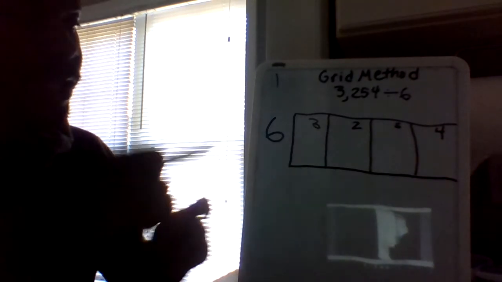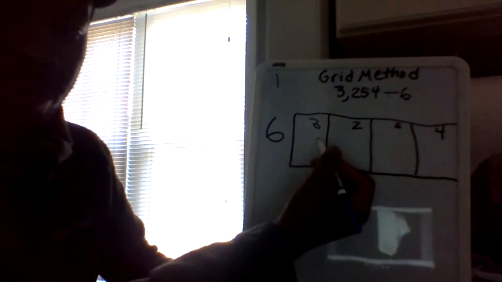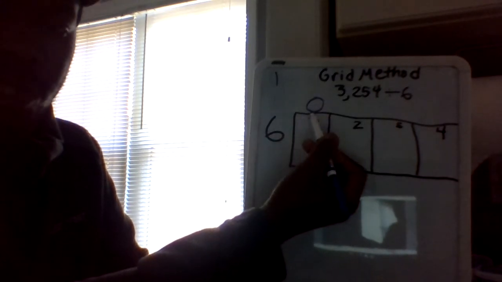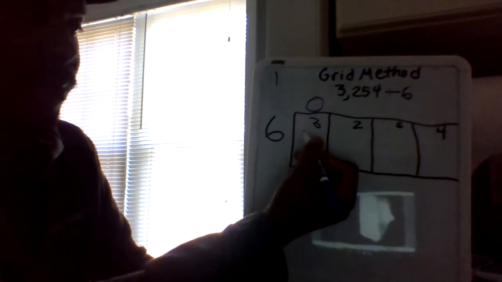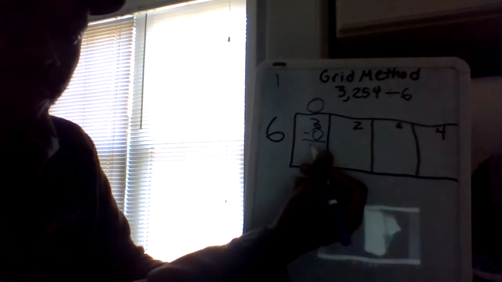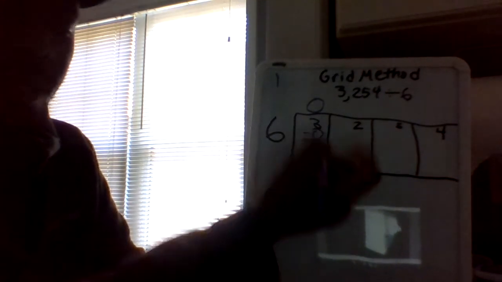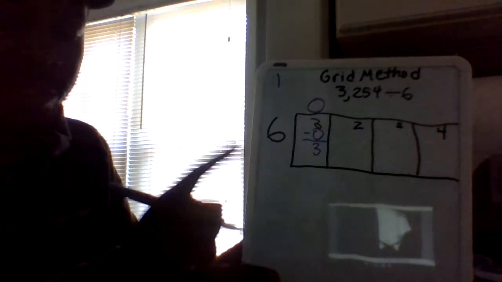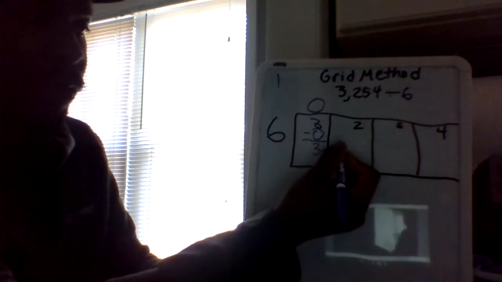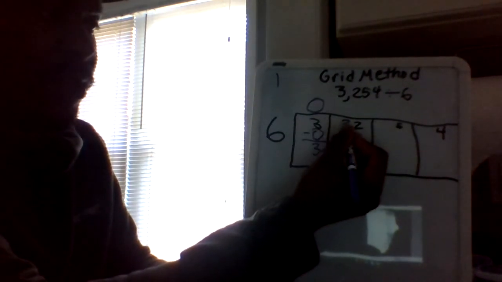So 6, will it go into 3? It will not. So my 0 goes up here. And what's 0 times 6? 0 times 6 is 0. So what is 3 minus 0? 3. Now, this is why I said to use a different color. I'm going to draw an arrow from the 3 over. And now my 3 goes here.